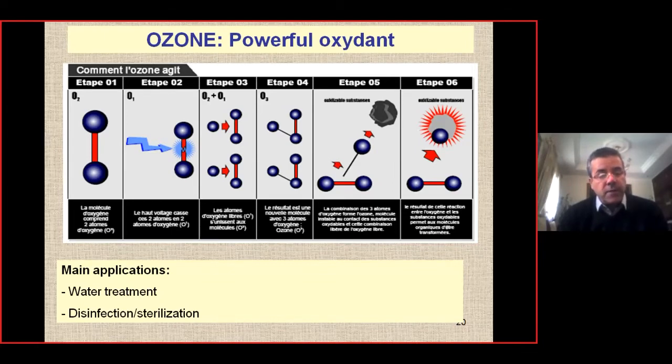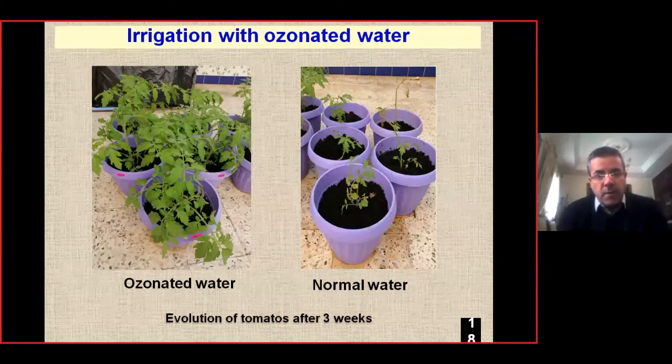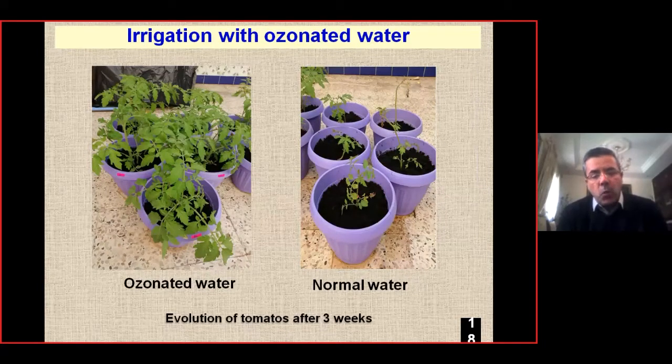This is used for water treatment and for disinfection and sterilization. I am not going to focus on water treatment because I don't have so much time. So I focus on two applications. The first is to irrigate plants in agriculture with ozonated water. We tried this in our laboratory with tomatoes. We took five tomato plants that were controlled, irrigated with normal water, and five others that were irrigated with ozonated water.